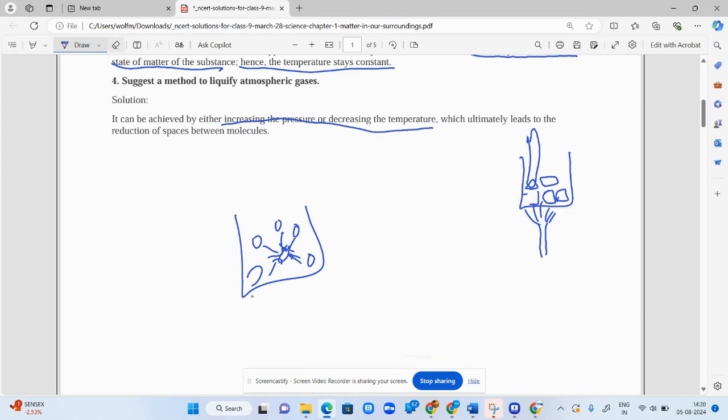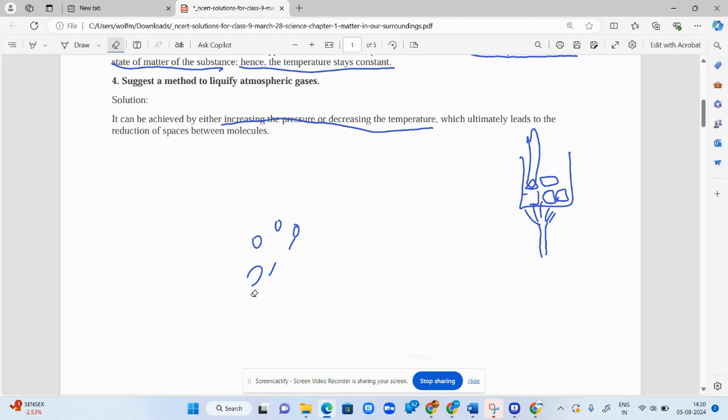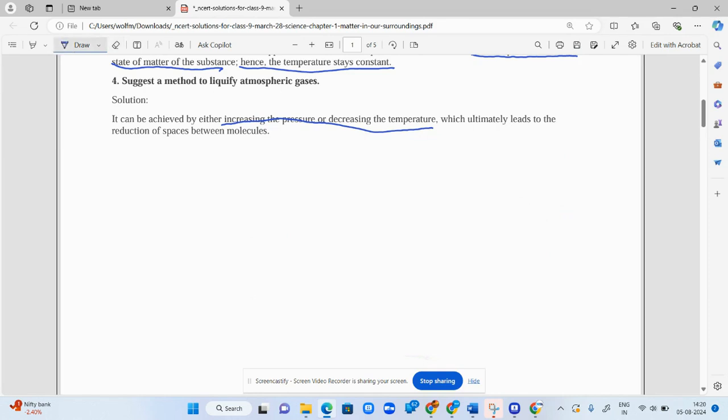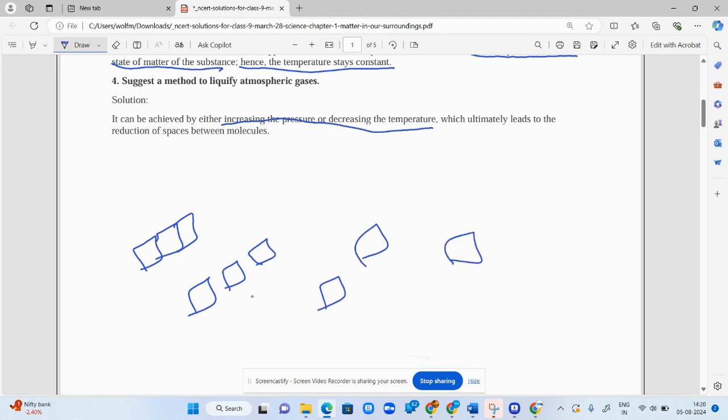In the same way, when you increase the pressure and decrease the temperature, or decrease the temperature, what happens? Why is the gas converted into liquid? Because the space between the molecules is reduced. We already know solids are tightly packed, liquids are loosely packed, gases are very loosely packed. So automatically this distance reduces and it is converted into a liquid state. Okay. That's why we get all our gases.